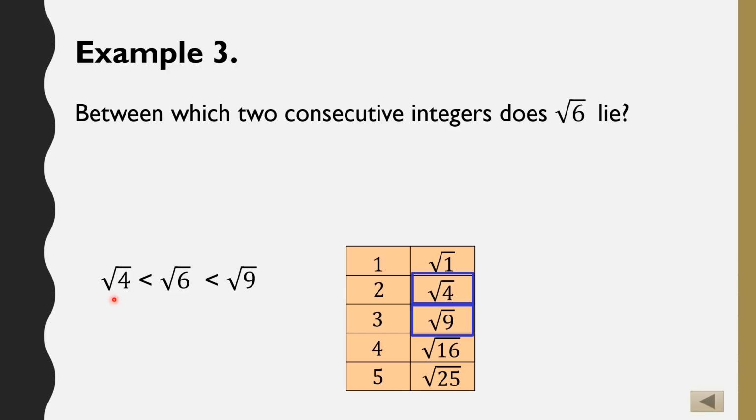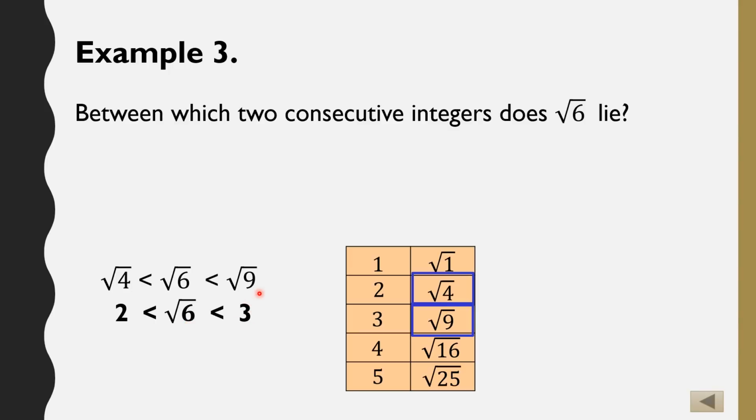Again, uulitin ko kung paano siya basahin. Square root of 6 is less than square root of 9 but greater than square root of 4. Ibig sabihin, ang value ng square root of 6 ay mas mababa sa value ng square root of 9 pero mas mataas siya sa value ng square root of 4 dahil nasa gitna nga siya ng 4 at ng 9. So, i-convert natin. So, square root of 4 is equal to 2. And then, kopyahin lang natin yung square root of 6.